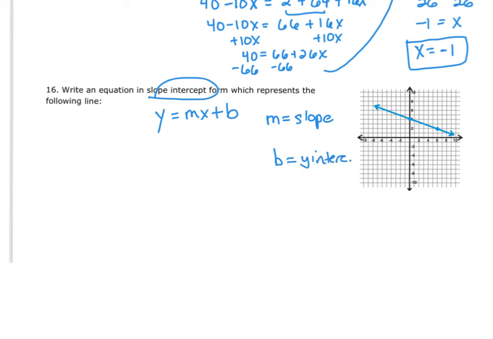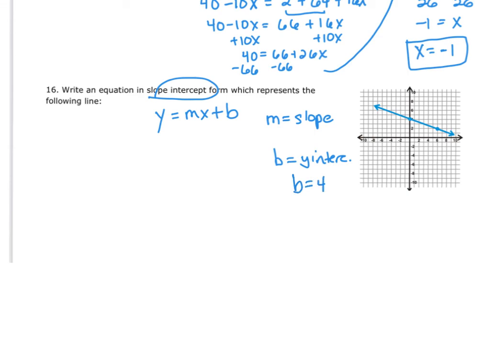Okay, so I'm going to start out with my y-intercept. It looks like 1, 2, 3. It looks like my y-intercept is 4 in this graph. So I'm going to put b equals 4.